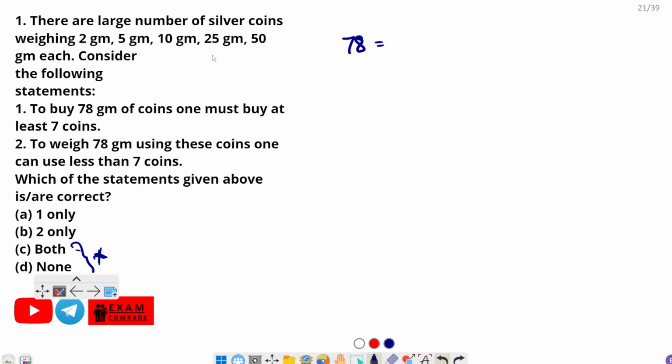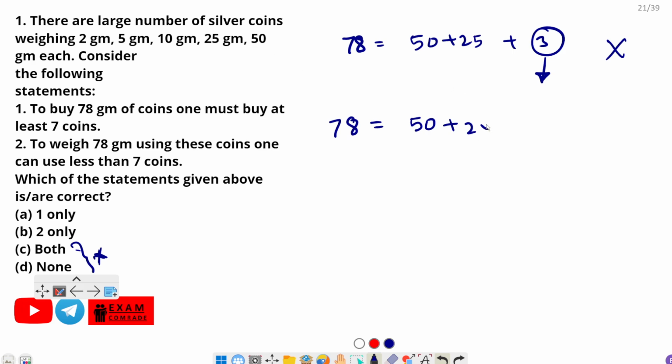78. Okay, if you want to use fewer coins, we'll take the maximum value coins first, that is 50 plus 25. The remaining 3 cannot be obtained as there is no 1 gram coin. There is only a 2 gram coin, so this is wrong. Let's take the next possibility. 50 plus, there is no 20 coin, so we'll take 2 into 10 plus 4 into 2. So the number of coins is 1 plus 2 is 3, 3 plus 4 is 7. Okay, this is possible, the other case is not possible, so only option 1 is correct.